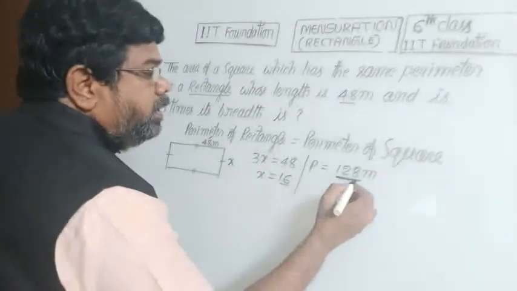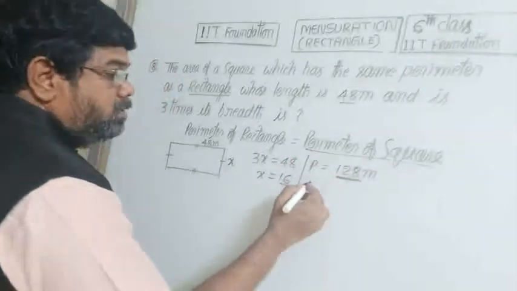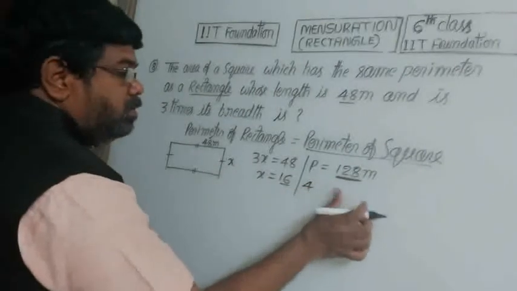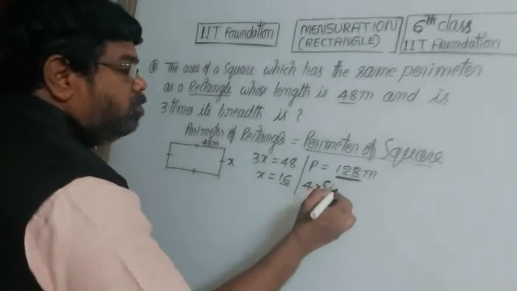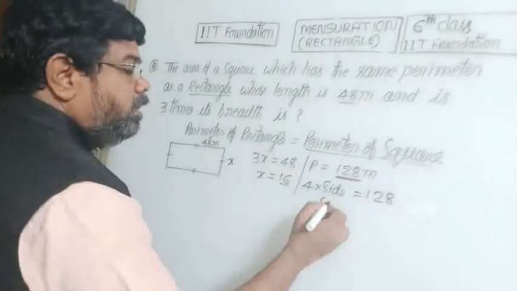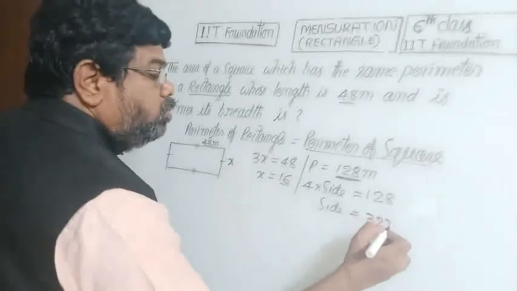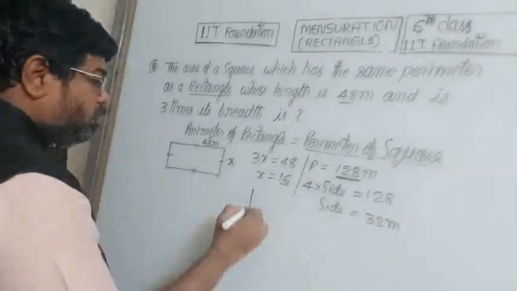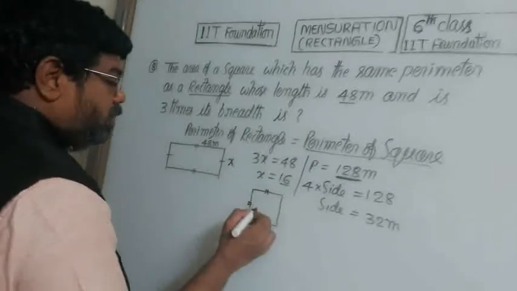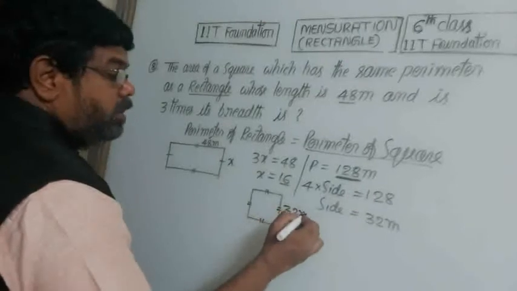But perimeter of rectangle equal to perimeter of square, it is given. Perimeter of square, so 4x, if each side is x, 4 into side, is equal to 128. From this the side of the square comes. So 128 by 4 is 32 meters. So for the square, each side we got here is 32 meters.